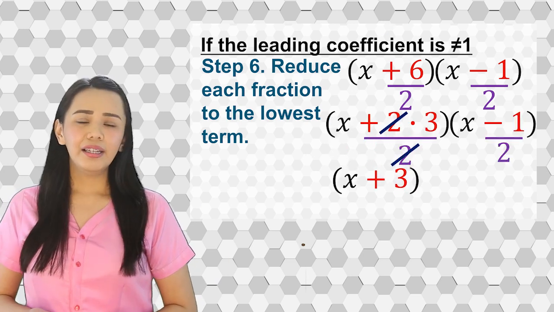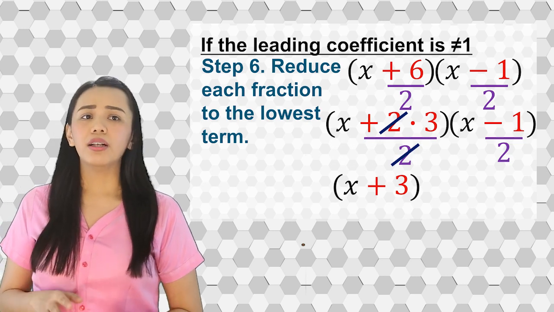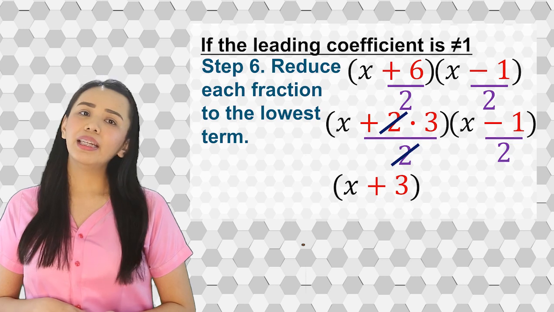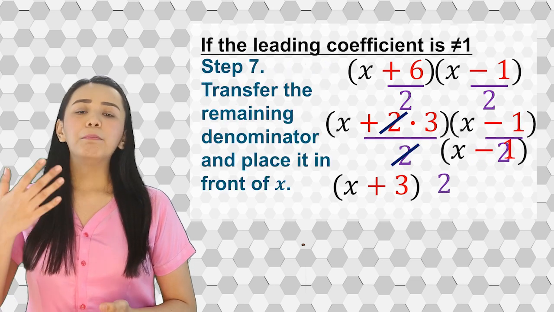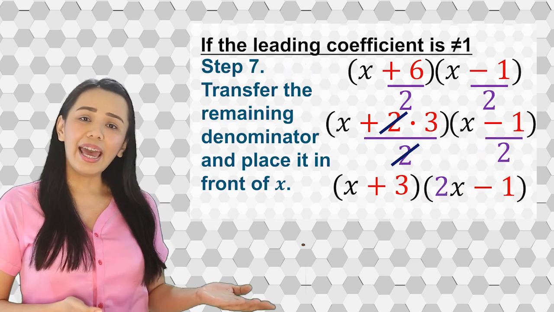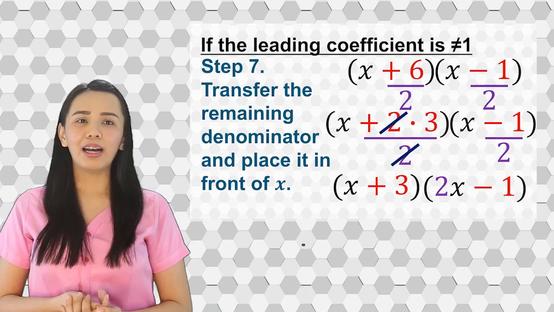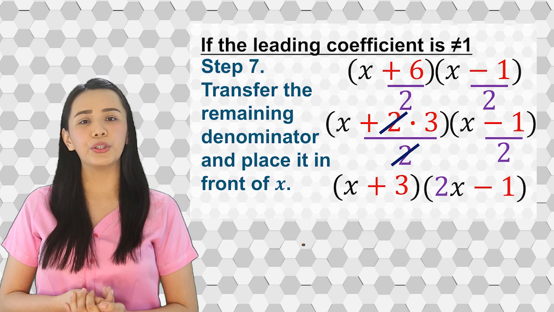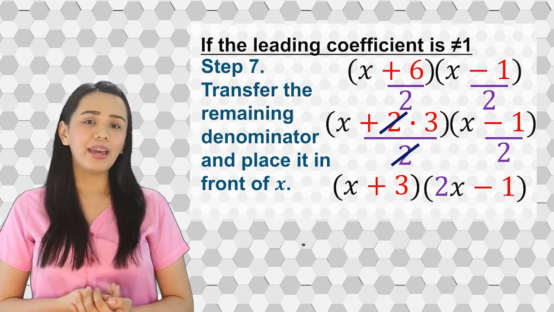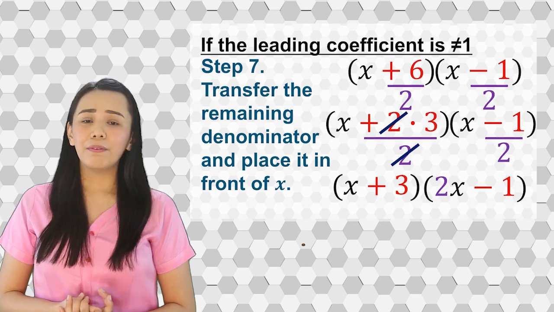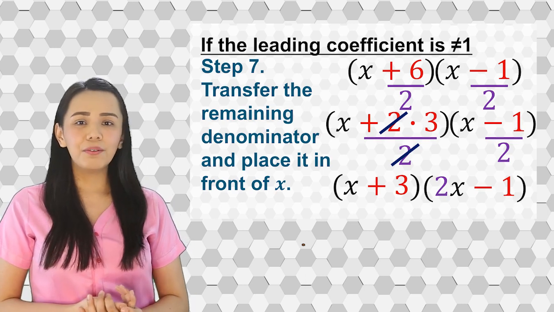And finally, we are down to the final step, which is to transfer the remaining denominator and place it in front of x. We now have the final factors for the trinomial 2x squared plus 5x minus 3. To check if this is correct, let us multiply the factors.